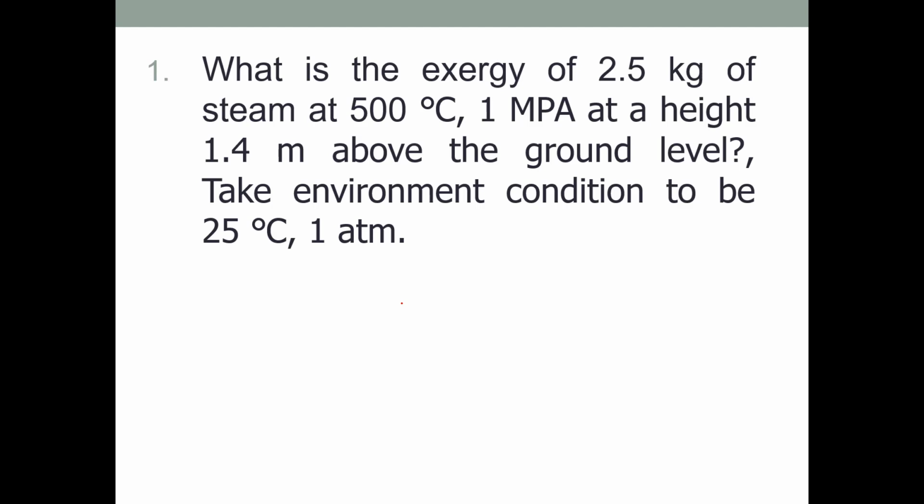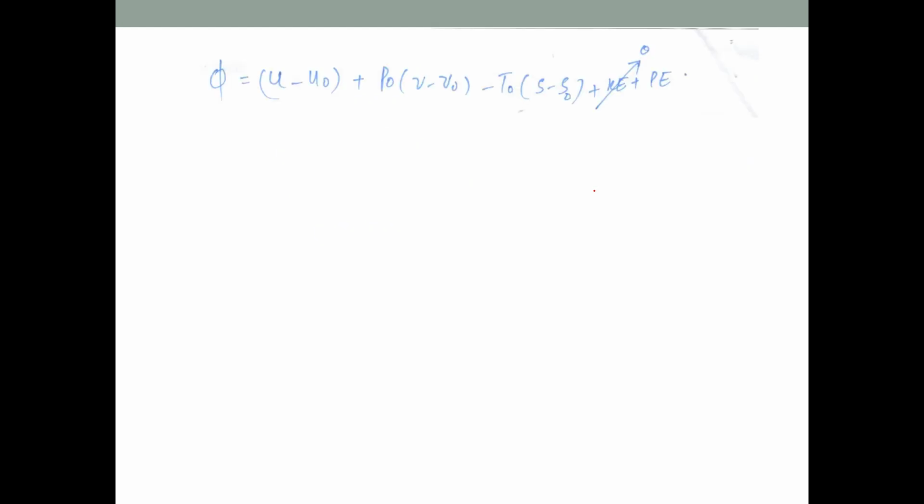Now this is a very simple example. If you have steam at 500 degrees C and 1 megapascal, and the mass of the steam is 2.5 kg, what is the work potential? I mean, how much useful work output can you get from that steam? So this is the meaning of exergy or the work potential. So you will use the same equation that you have derived.